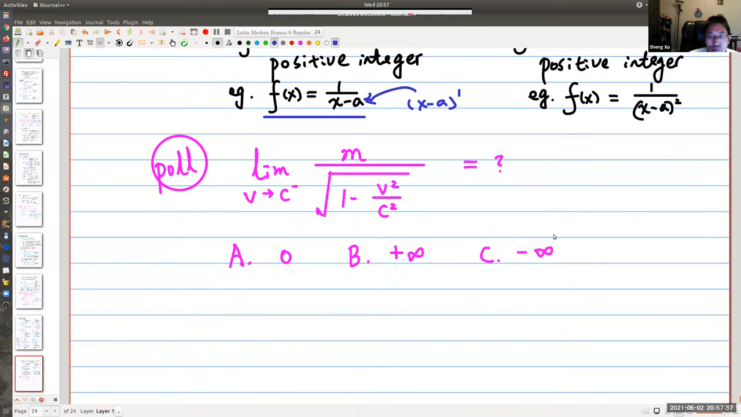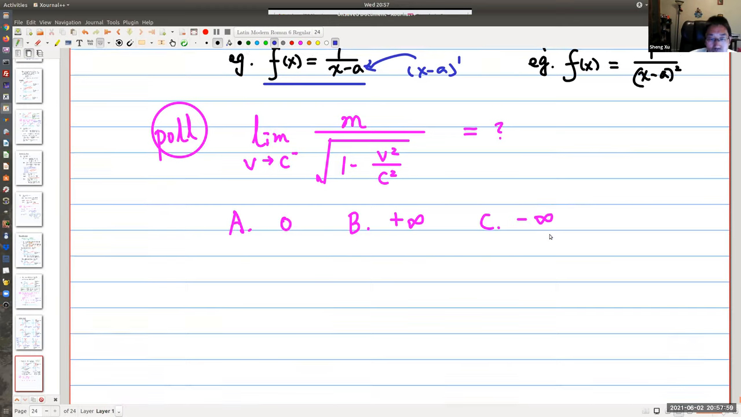So if you understand, now let me ask you this question here. What's the limit of m over the square root of one minus v squared over c squared as v approaches c from the left? By the way, this equation is from Einstein's relativity theory, right? It's the mass of an object with the velocity v, right? So the velocity should be less than the speed of light, c is the speed of light.